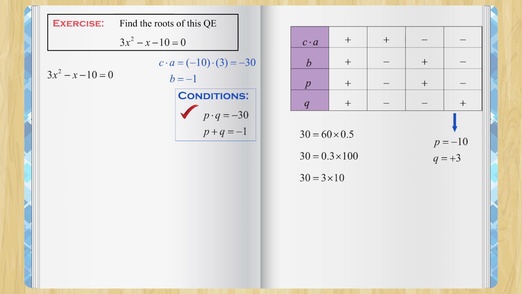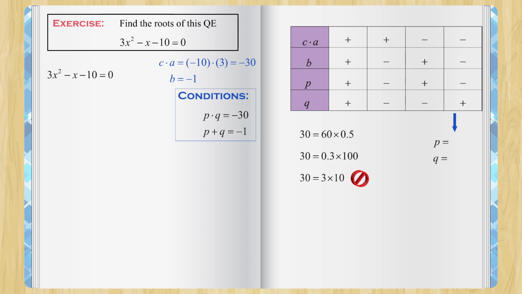Let's check the second one. -10 plus +3 is -7. So this combination of p and q is not correct because it did not satisfy the second condition. Remember, both the conditions must be satisfied. Now, again, overlook the signs and try a different pair of numbers that upon multiplication gives 30.